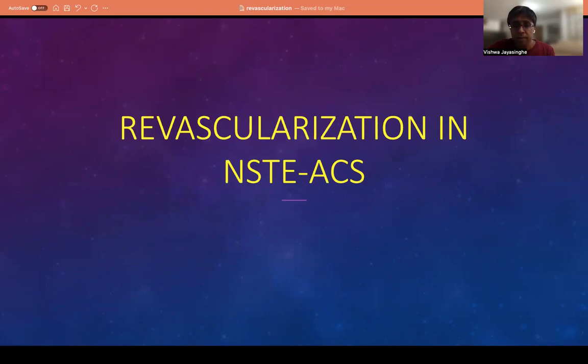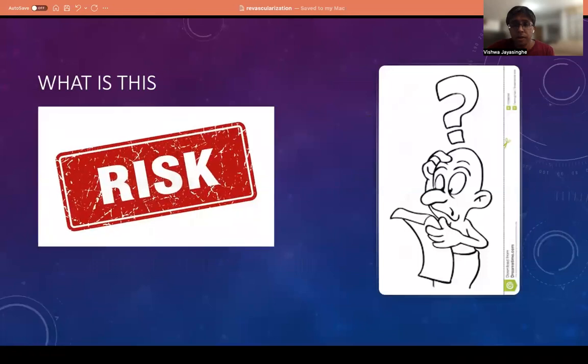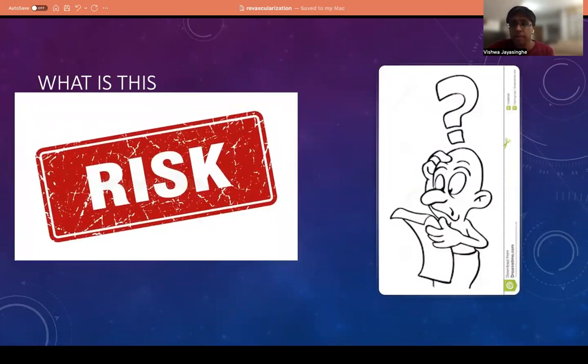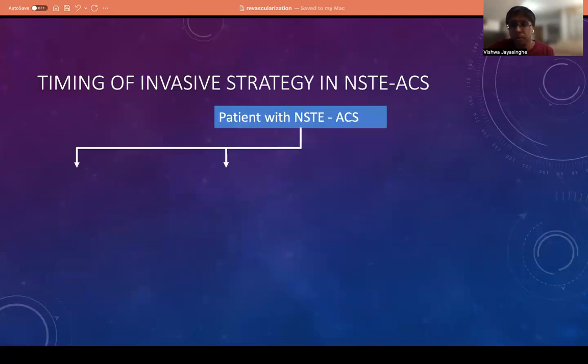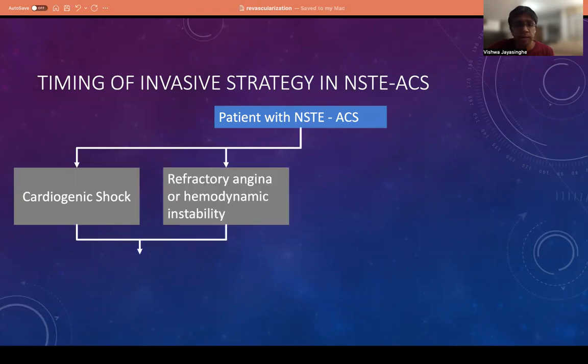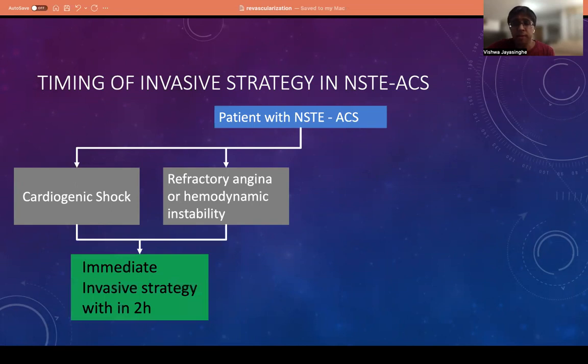Okay, so that completes revascularization in STEMI. The next topic is revascularization in non-ST elevation acute coronary syndrome. The most important thing here is to stratify the risk, and stratifying the risk is the most important thing for the timing of the invasive strategy. In a patient who comes with a non-ST elevation ACS, first you assess whether the patient is clinically at very high risk. What is very high risk clinically? The patient is having cardiogenic shock, or refractory angina, or hemodynamic instability. If the patient has any of these, an immediate invasive strategy should be taken within 2 hours.